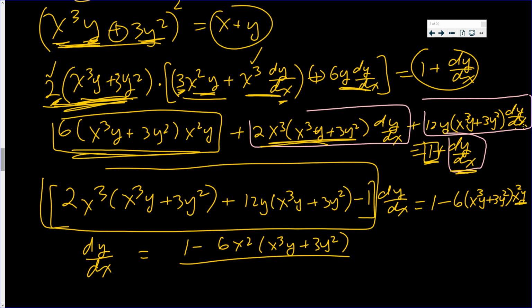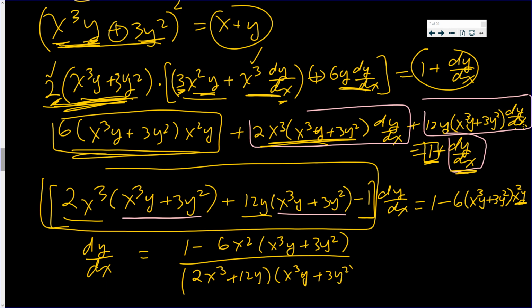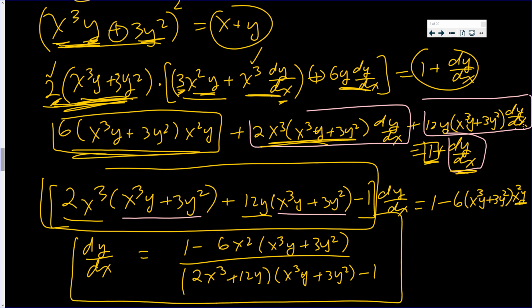Now, I just happen to notice that this and this are the same. I wonder if that's a mistake or not. But how many of them do I have? I have 2x cubed plus 12y of them, them being x cubed y plus 3y squared. Don't forget to take away the 1. Minus some silly error like always. There's our answer.